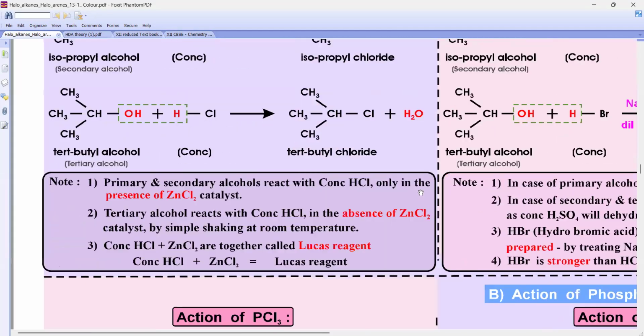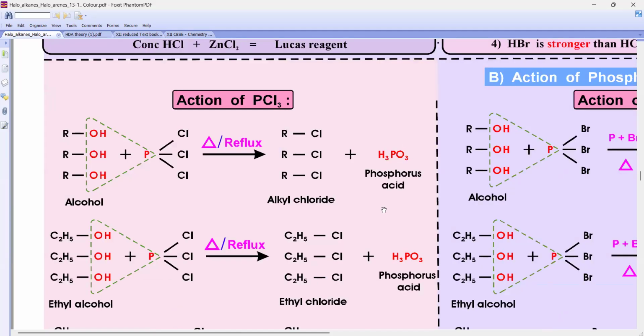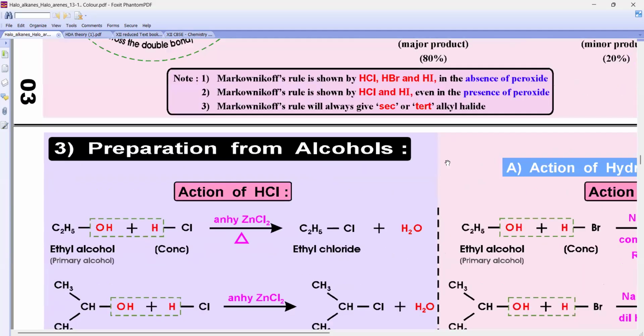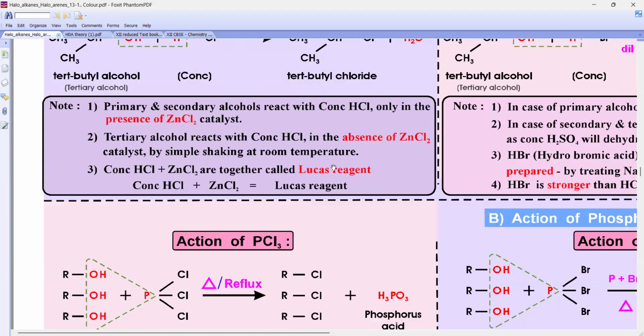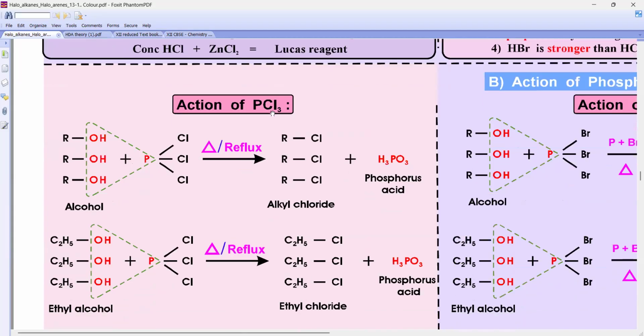Now look here. Trisha, can you see here? The heading is what? Preparation from what? Alcohol. Now what am I using? Phosphorus trihalide. First I'm taking PCl3.